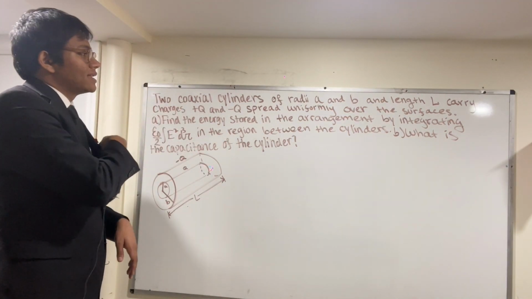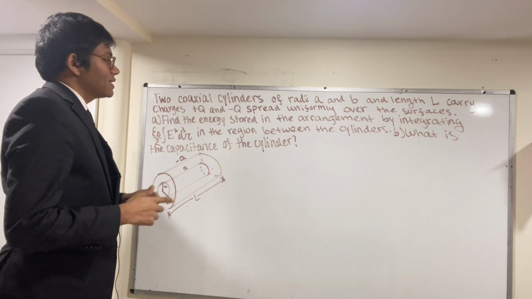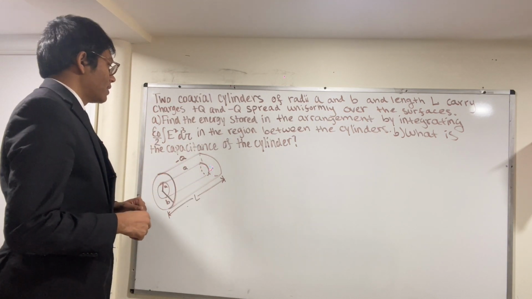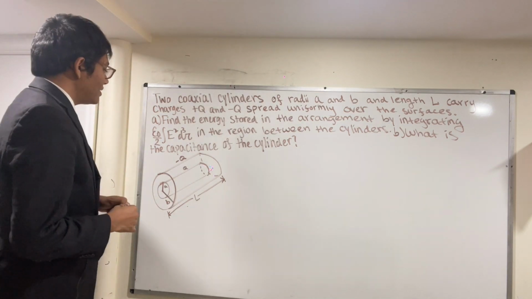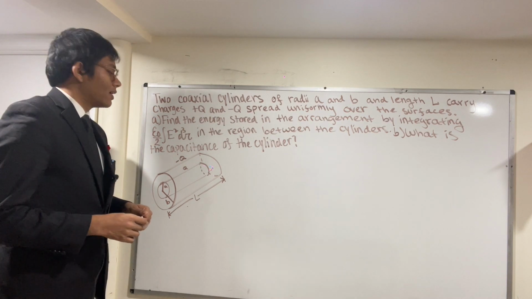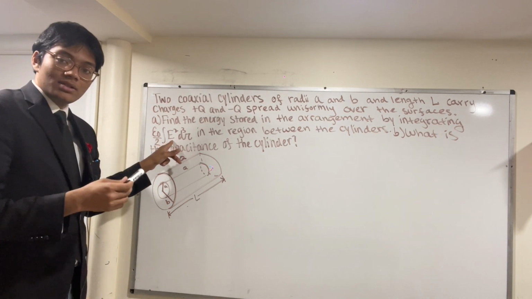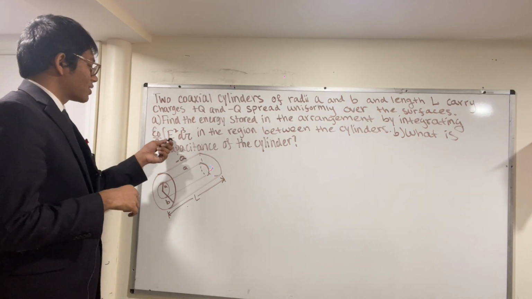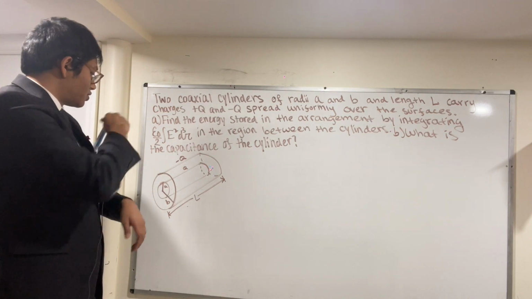Two coaxial cylinders of radii A and B and length L carry charges plus Q and minus Q spread uniformly over their surfaces. Part A asks us to find the energy stored in this arrangement by integrating the following equation in the region between the cylinders. Well, as you can see, the equation we need to find the energy for this electrostatic distribution involves the electric field. So we need to find the electric field for this charge distribution.